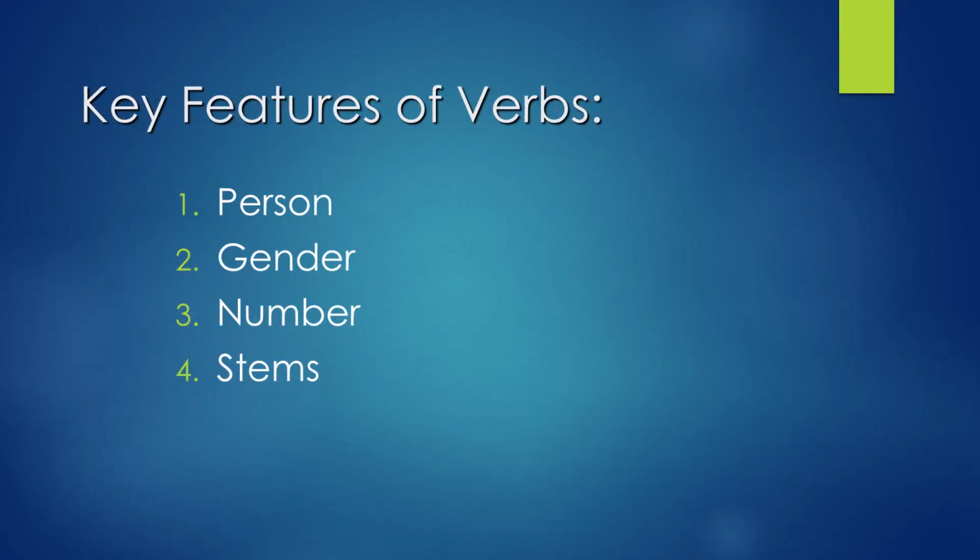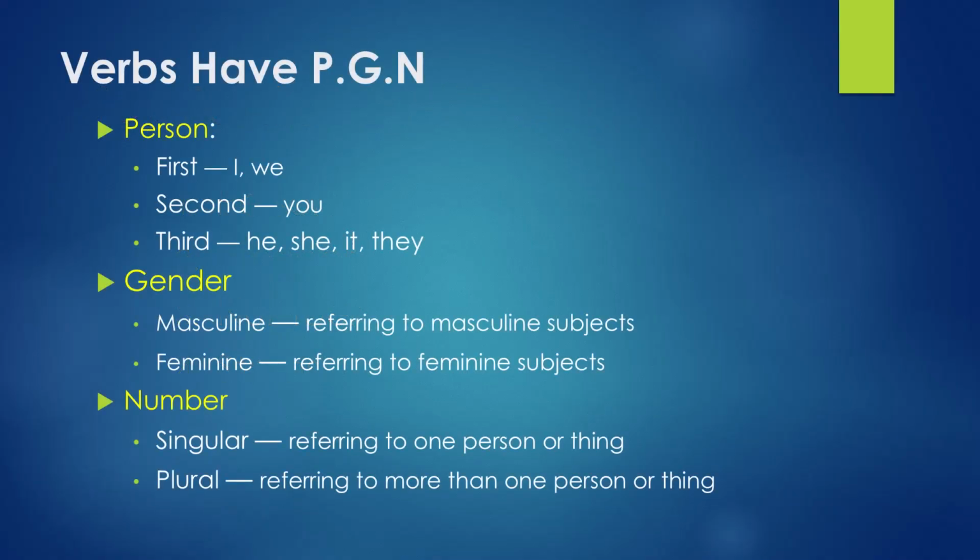Now, verbs have 4 key features. Verbs have person, they have gender, they have number, they have stem. And this is what we're going to discuss in this chapter. Let's start with the person, gender, and number. So verbs have PGN. They have person, gender, and number.